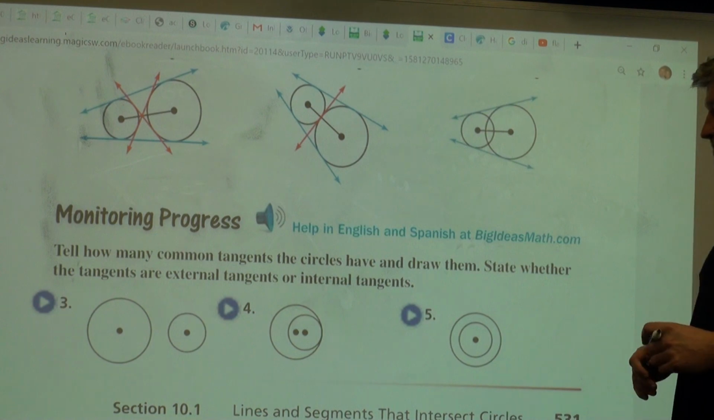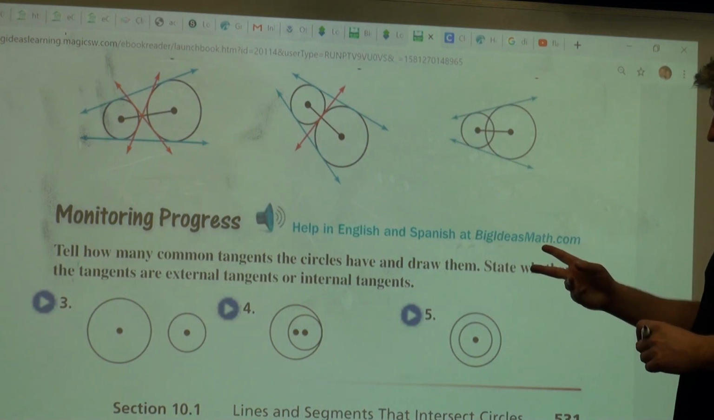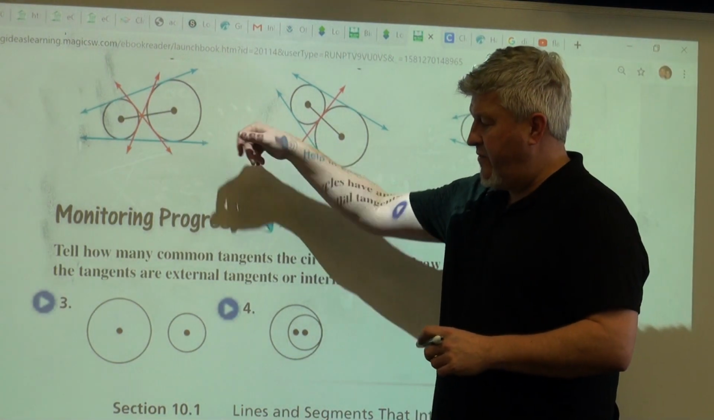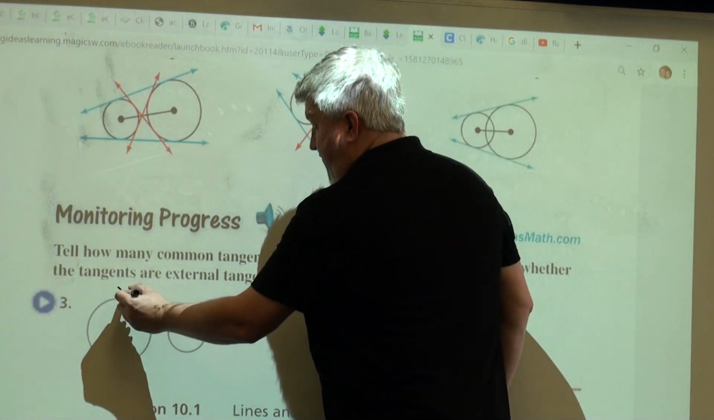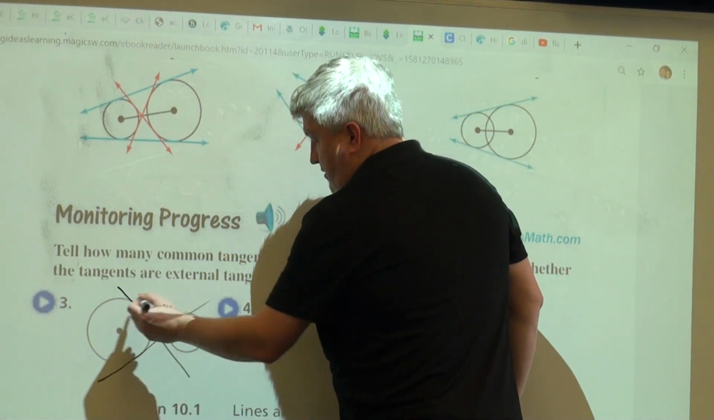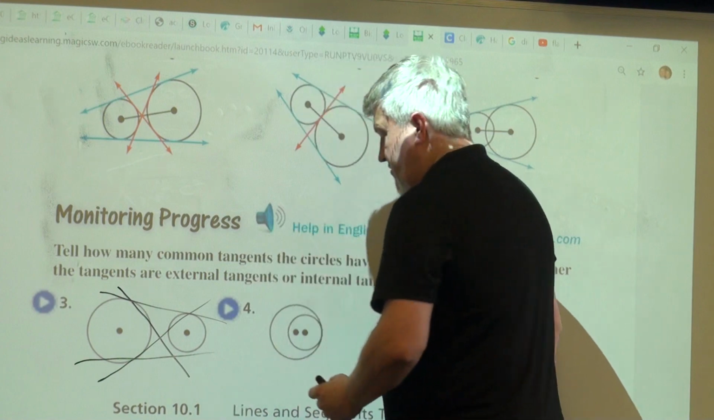Okay. Number 3 looks just like this one up above. You should have drawn 4. 2 internal and 2 external. Just like so.